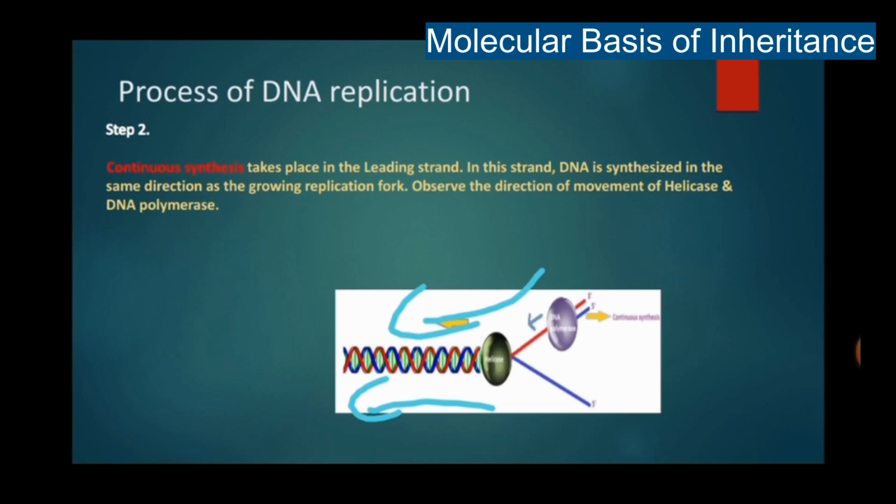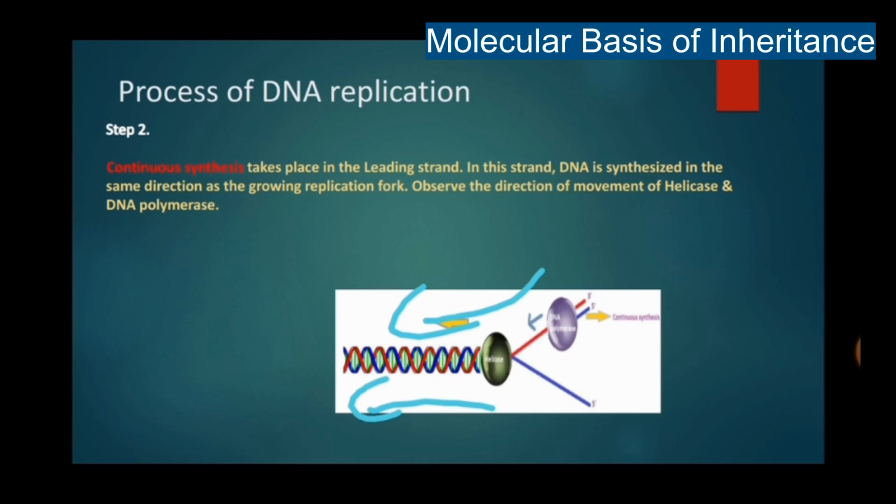So the direction in which the replication fork is growing is the same as the direction in which the continuous synthesis takes place on the leading strand. Understood? So we can observe the movement of the two enzymes, helicase and DNA polymerase, which will show the direction of replication fork growing. The direction of continuous synthesis is the same, right?